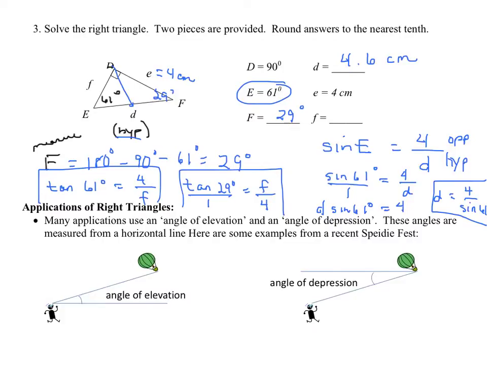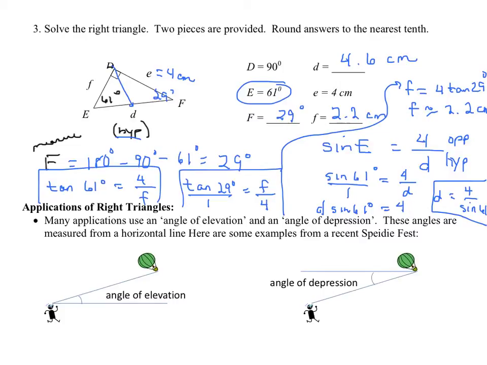So I like this one better, because if I cross multiply, blammo, I just get the f. So F is equal to 4 times the tangent of 29 degrees. And I just pop that into my calculator, 4 times the tangent of 29. And that gives me F is approximately equal to 2.2 centimeters. So 2.2 centimeters. Ta-da!